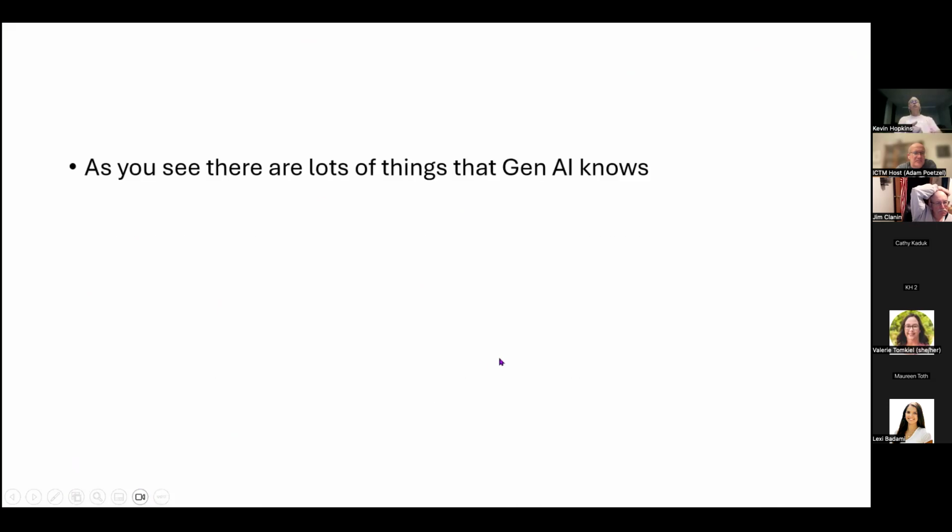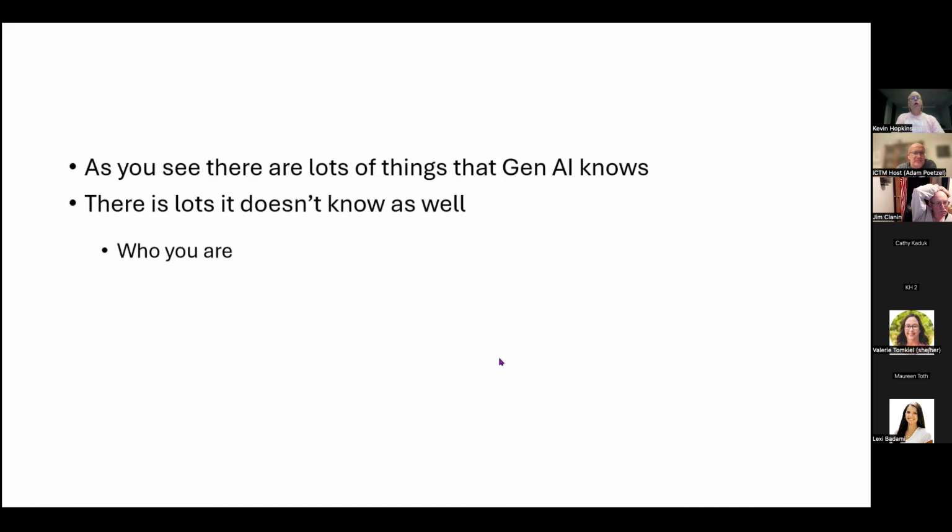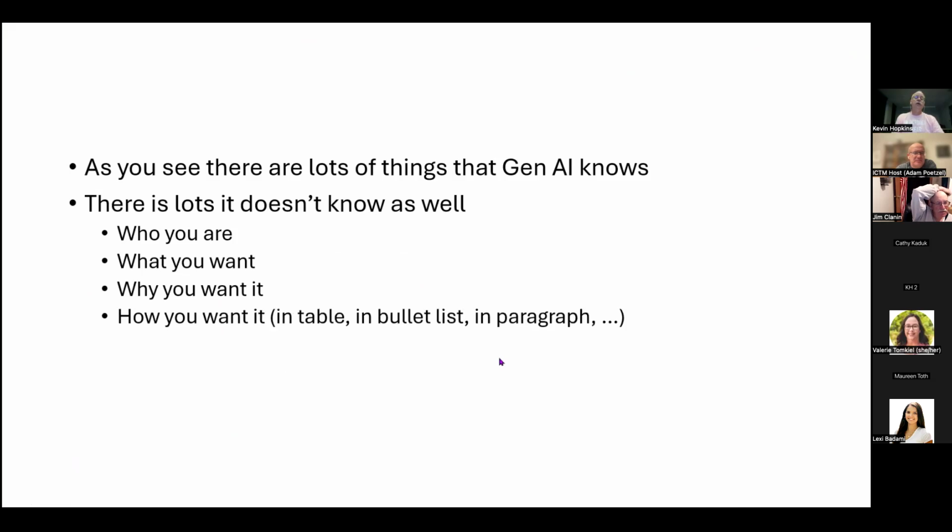Now, as you can see, there are lots of things that Gen AI knows, and will tell you, but there are lots of things it doesn't know as well. It doesn't know who you are in general. It doesn't know what you want. It doesn't know why you want it. It doesn't know how you want it. You want it in a table, in a bullet list, in a paragraph.